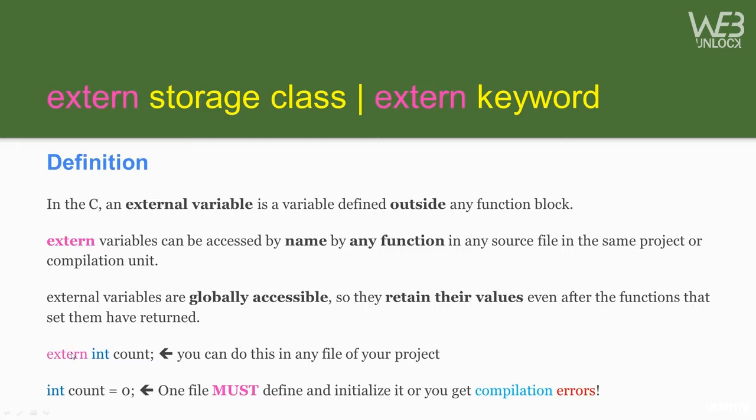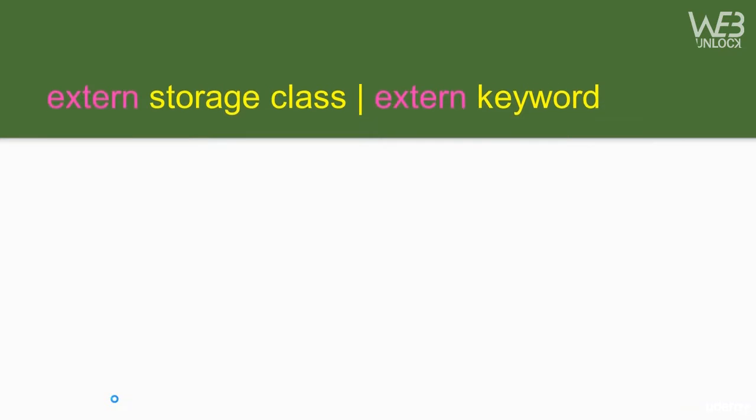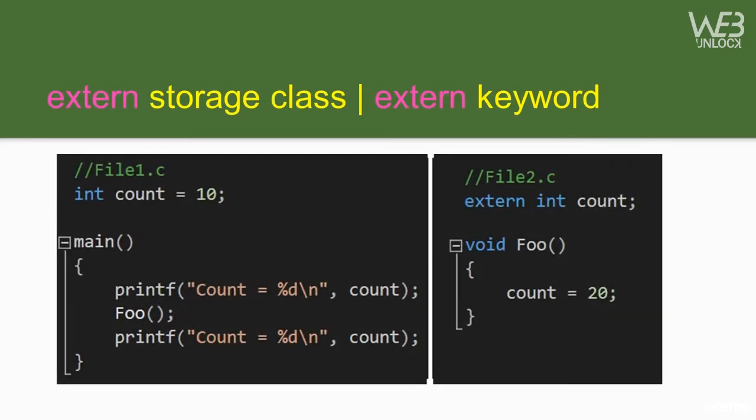In your project, you can do this one or more times. If you have like 10 files, you can do this in 10 different files, but one of them has to be declaring the global variable like this. It has to say integer count equals some value, but this must appear once in the project because this is the place where it gets declared, defined, and initialized. To make this more clear, let's look at an example.